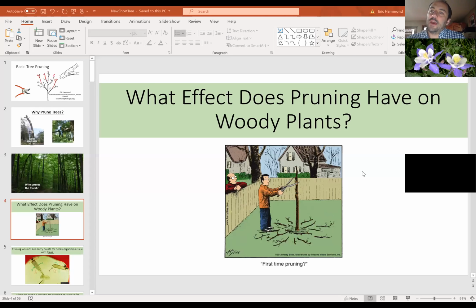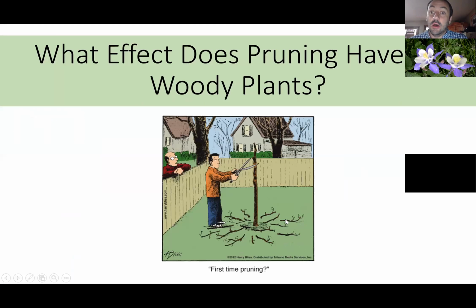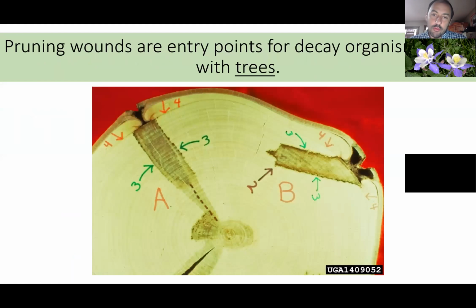So let's talk about what effects pruning does have on woody plants. The kind of silly cartoon here is actually kind of a real thing that happens. People oftentimes over prune trees. Pruning can have a lot of negative consequences on trees. For example, when we prune, we're creating pathways for decay organisms to get into the tree. And that's what you can see here in this illustration. You can see these dark pockets are wood that's been affected by decay, and it came in through the wounds. Decay makes wood weaker and makes a tree more likely to fail. So it's something we kind of want to avoid. And extrapolating, we want to prune in a way that minimizes the chance of decay getting into the tree.